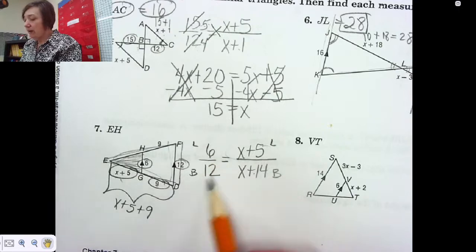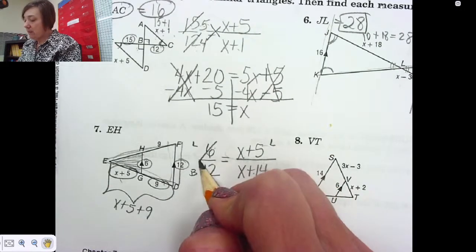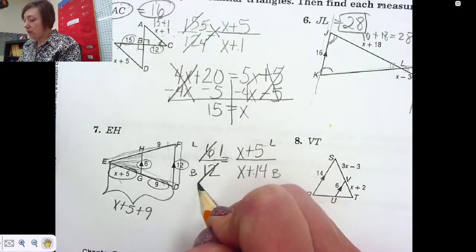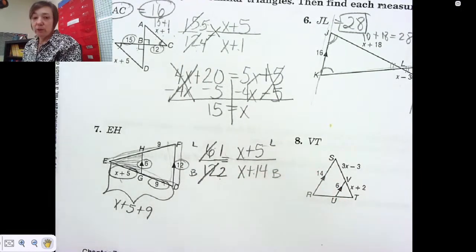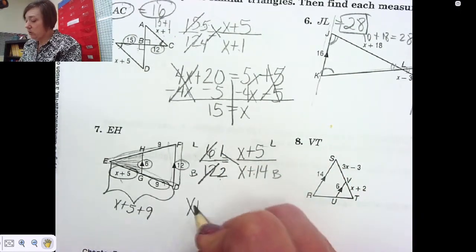Now, can we simplify the 6 and 12? What goes into both? How many times into 6? How many times into 12? So 1 over 2, right? So that's going to get us 1 times x plus 14, x plus 14.